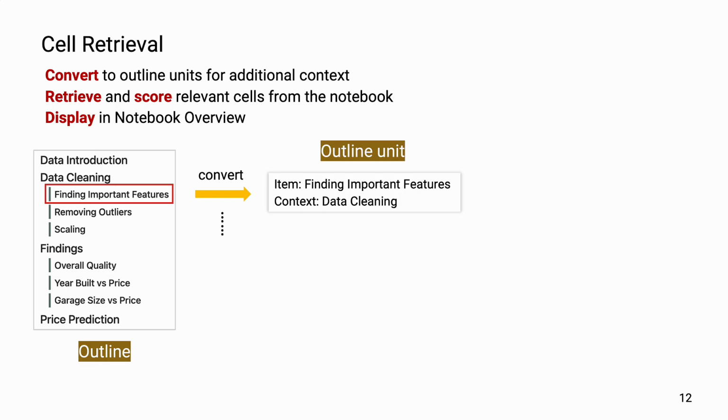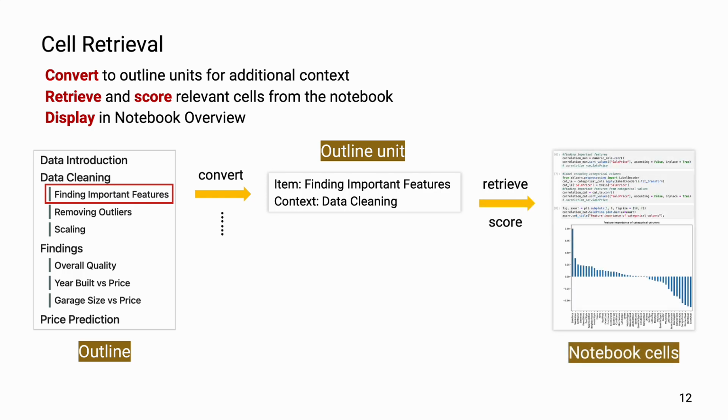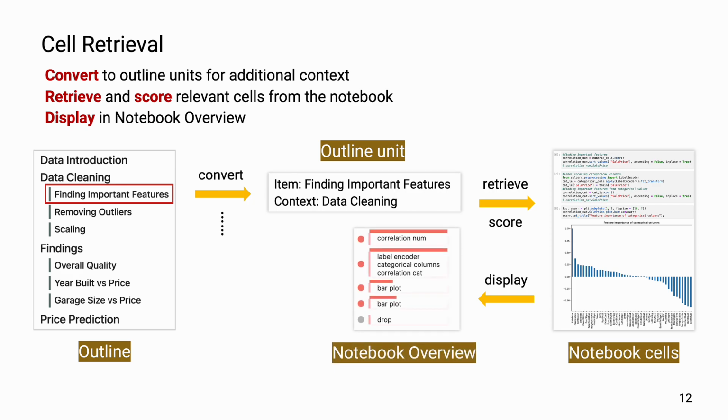When it comes to cell retrieval, we begin by converting outline items into outline units to provide additional context for precise mapping. Next, we retrieve and score relevant notebook cells for all the outline units. These cells are then displayed in Notebook Overview, represented by horizontal pink bars above the keywords. Wider bars indicate greater relevance of the cell to the outline item.